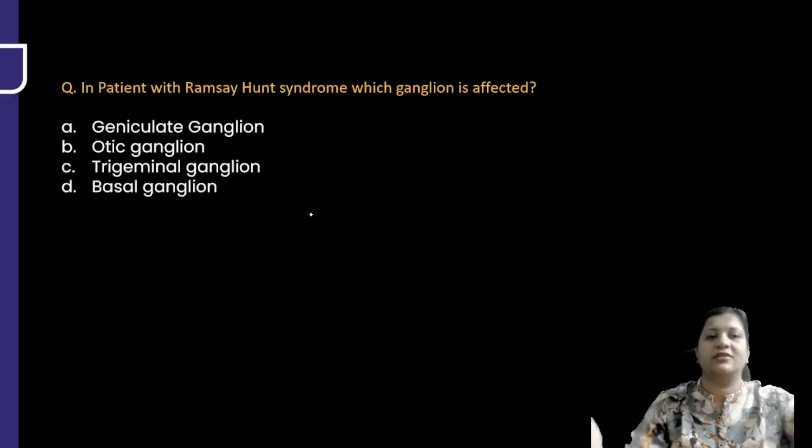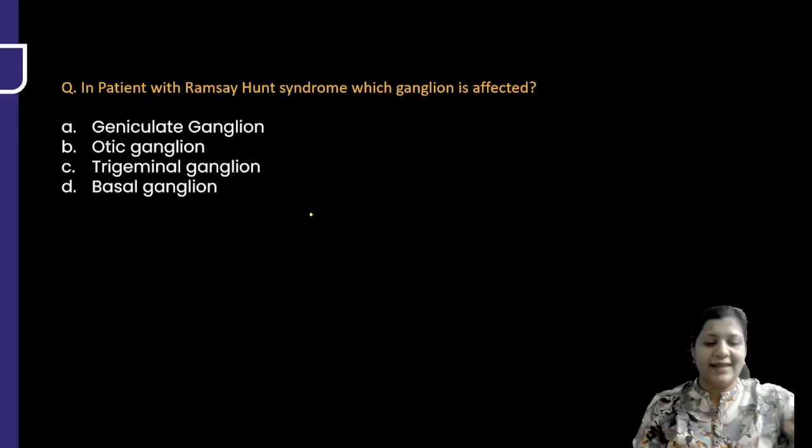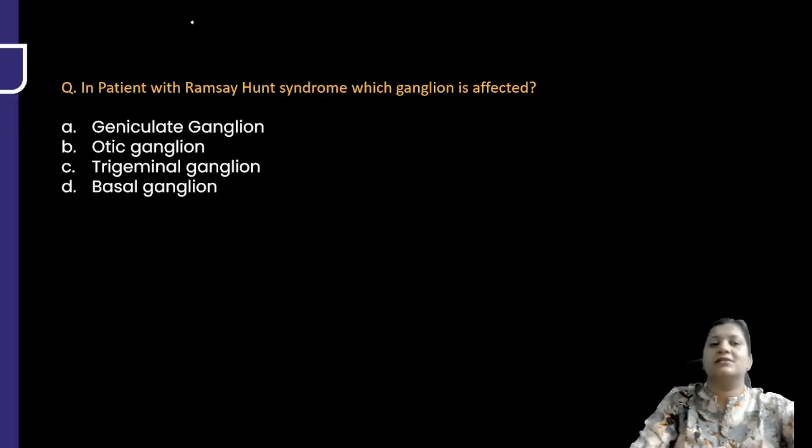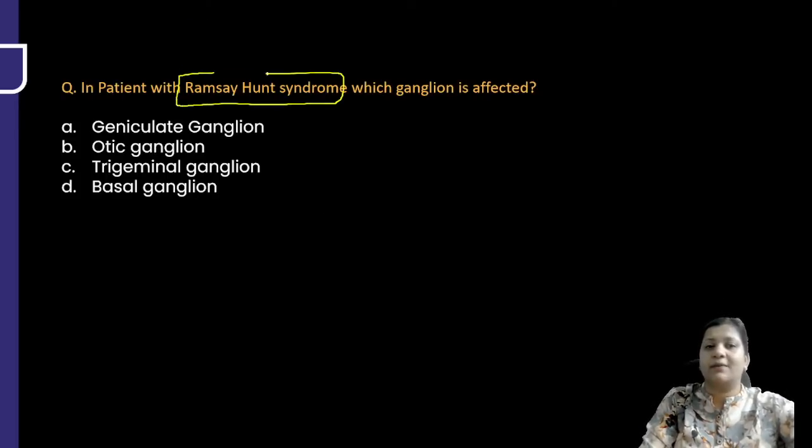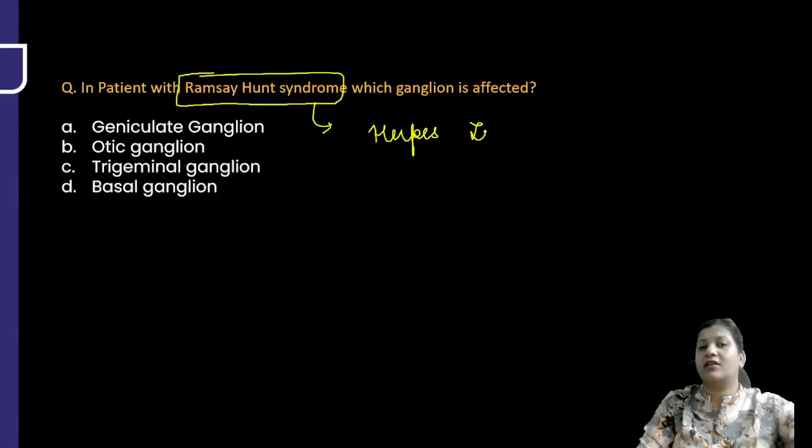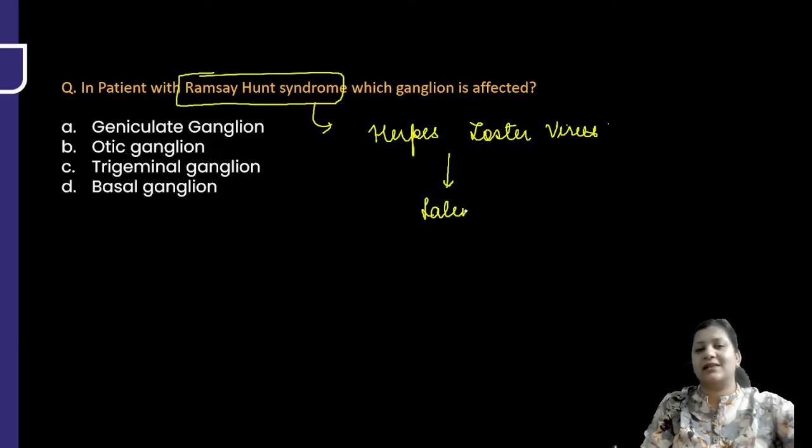Very, very good. A patient with Ramsay-Hunt syndrome, which ganglion is affected? Geniculate ganglion, otic ganglion, trigeminal ganglion, basal ganglion. Yes, Ramsay-Hunt syndrome is called herpes zoster oticus. In this condition, the herpes zoster virus remains latent in which ganglion? The herpes zoster virus remains latent in the geniculate ganglion.